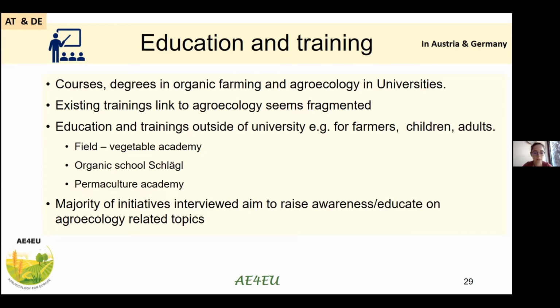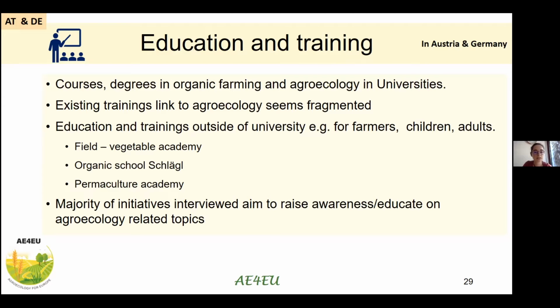What I wanted to say is that universities are, of course, not the only place where agroecology is taught. Trainings for adults and also children of all ages exist, and they often have a specific focus like organic agriculture or permaculture. For example, organizations like Austria or Demeter offer trainings on different related topics.